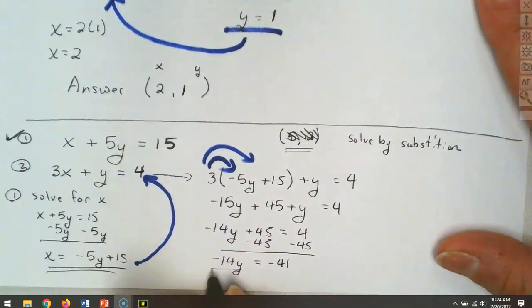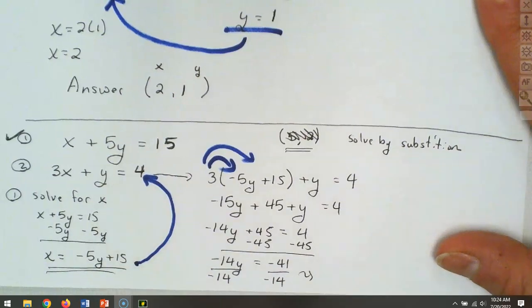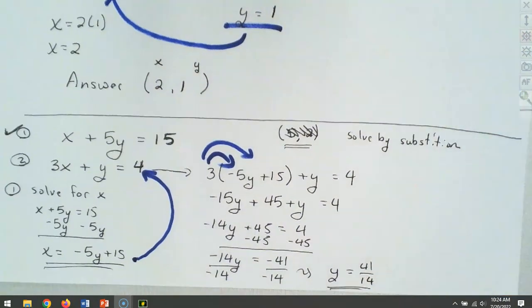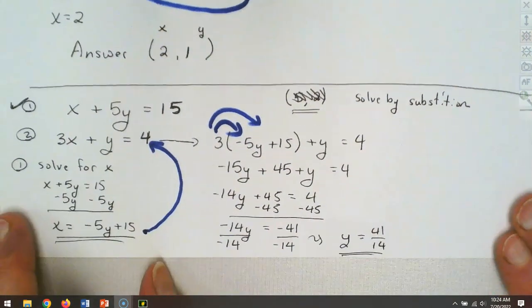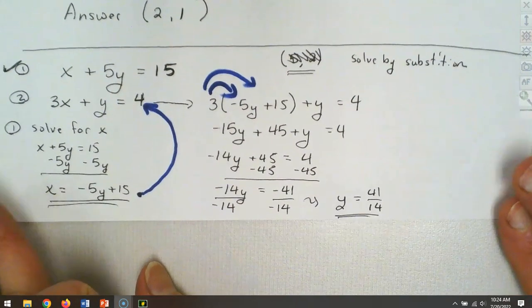Now we're going to divide by that negative 14. And that gives me y equals 41 over 14. And I should have been more careful when I made it up. I should have checked both of them. But that's going to be your y part.